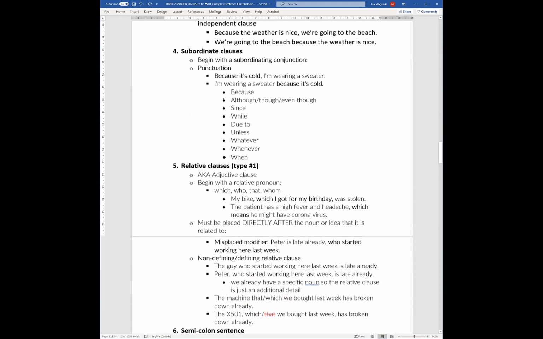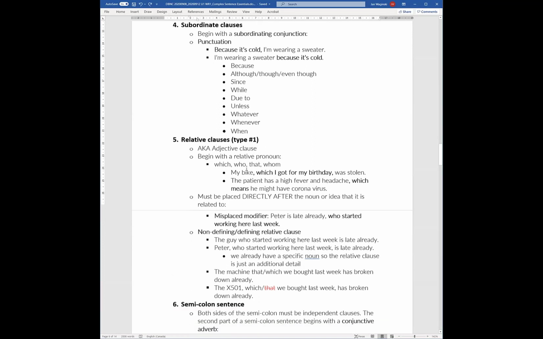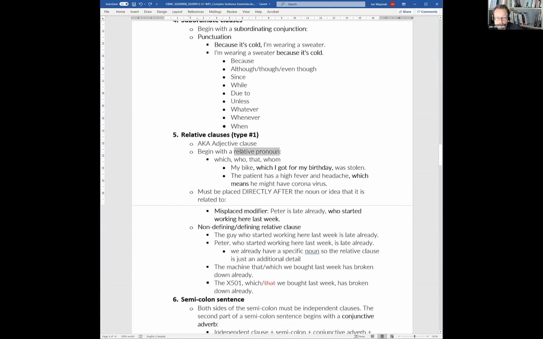The second most common kind of complex sentence contains a relative clause, and we'll just talk about type 1. There are several types that we cover in this course. In many textbooks, relative clauses are called adjective clauses because they describe a person, place, thing, or idea, just like an adjective does. Relative clauses start with a relative pronoun, and that's which, that, who, whom, and sometimes when and where. And it looks like this.